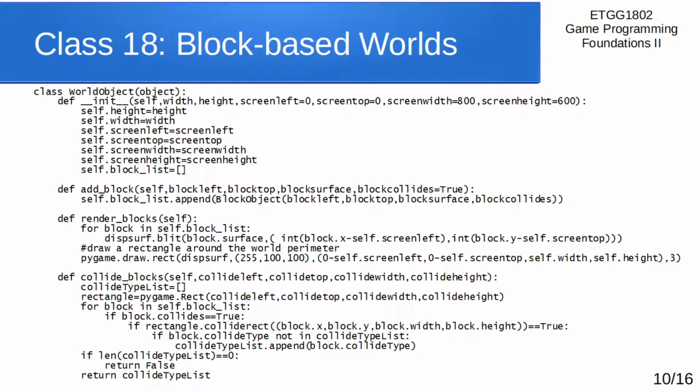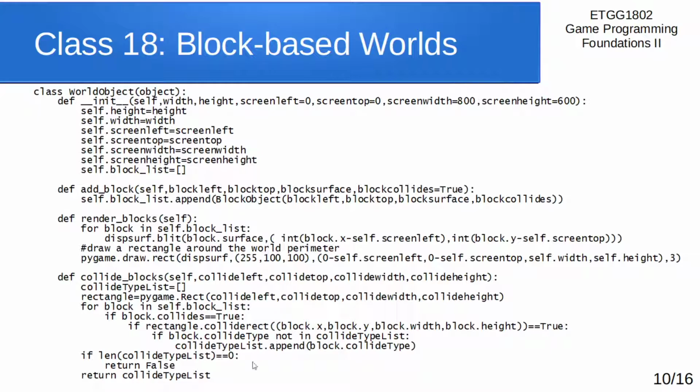And then we have our collision routine, which basically goes through every block in the blocks list and sees if the rectangle we're requesting actually collides with that block. If it does, then we add the collide type of that block to this collide type list, and then at the end we return the types of everything that we're colliding with currently. And then we return false if the list is empty. We could return an empty list. We could return what's in the list. I just returned false if it was empty.